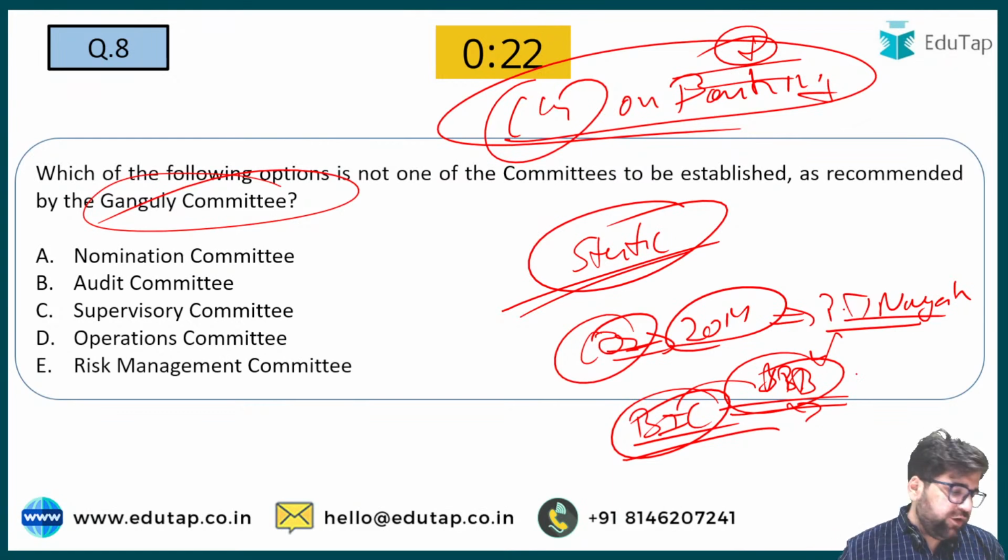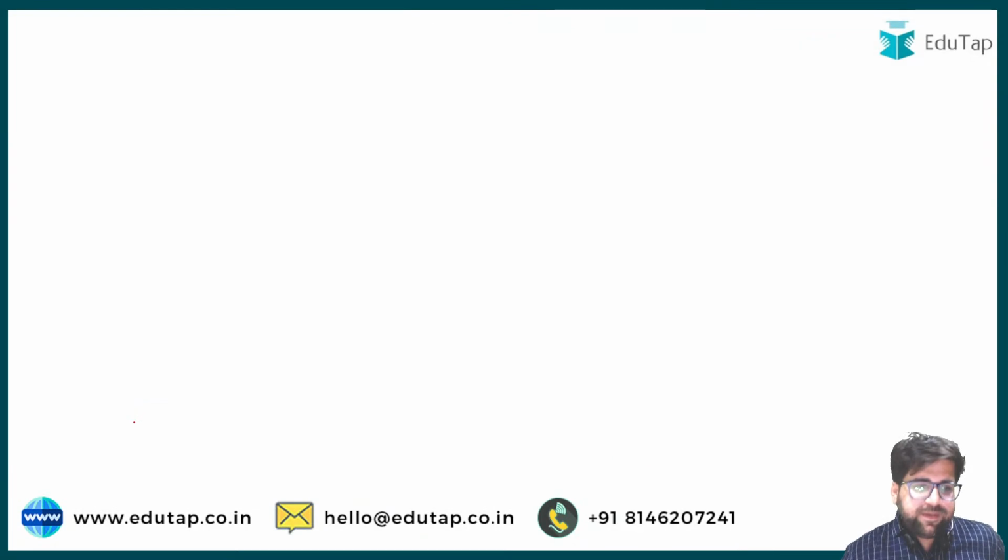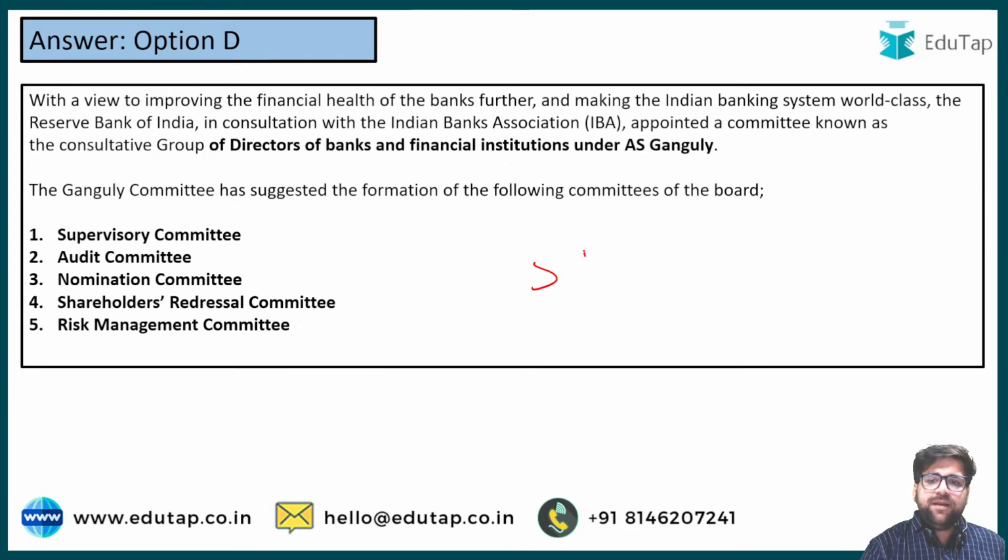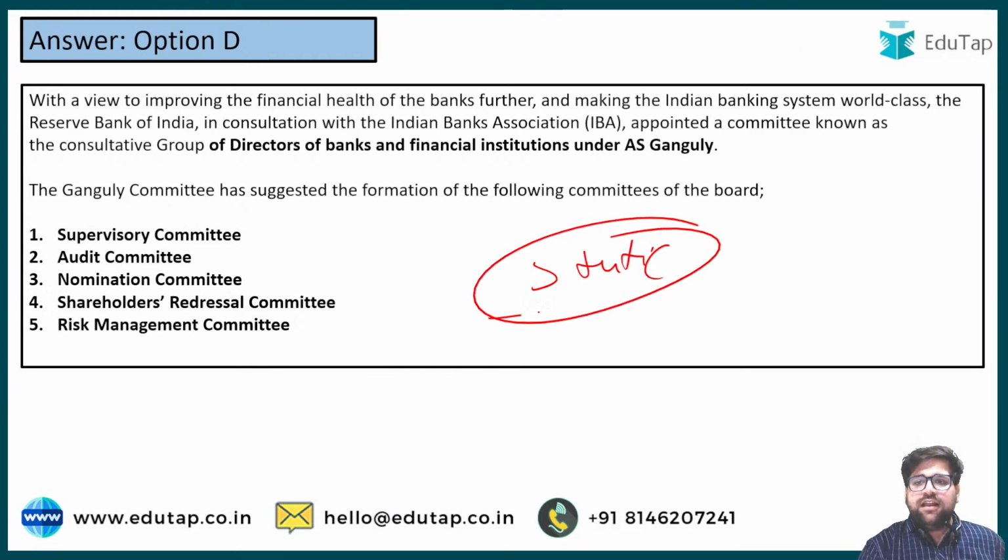PSBs. Very important question. I can see maximum of you are going with the wrong option. It's the operation committee. Risk management committee was one of the recommendations. This is purely based on static knowledge regarding the Ganguly committee. I know it's a very tough question, but you have to remember this particular question.